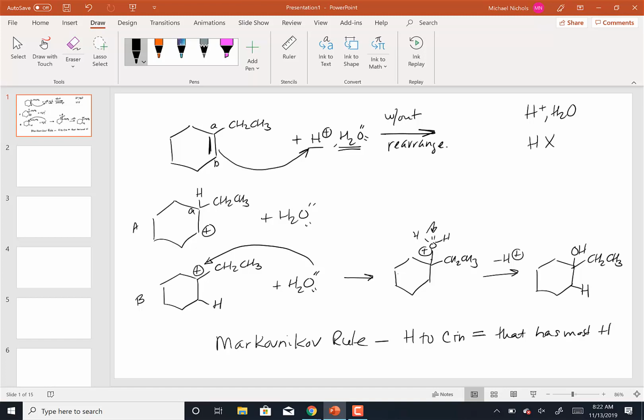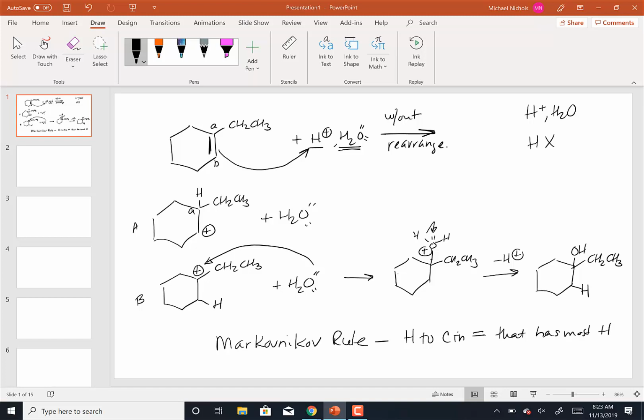And Markovnikov's rule, I believe it was only in the early 1900s that it was actually ascribed to him, because I have organic books from the late 1800s, and they have nothing about Markovnikov's rule in them. So it's only been 120 years that we've known about this. So you add the hydrogen to the carbon in the double bond that has the most hydrogens, and that's where the other group goes. When that pattern happens, we call that Markovnikov addition.